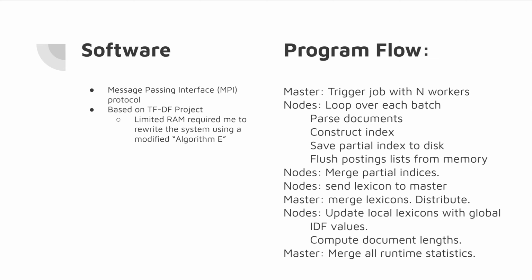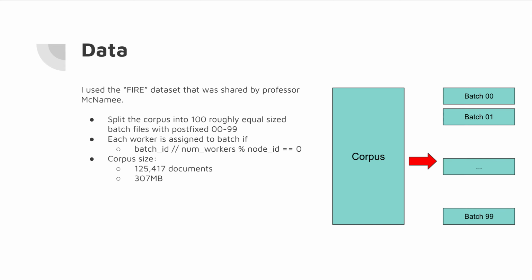Then once all of the partial indices are created, they merge them into one, and then they send their copy of the lexicon to the master. And then the master takes all these different lexicons and merges them and then distributes them into a kind of global dictionary. And then the nodes will take their local dictionaries and update them with the global inverse document frequency values. Because if you recall, that is necessary in order to compute the document lengths. And then finally, the master will merge all of the runtime statistics for the various nodes.